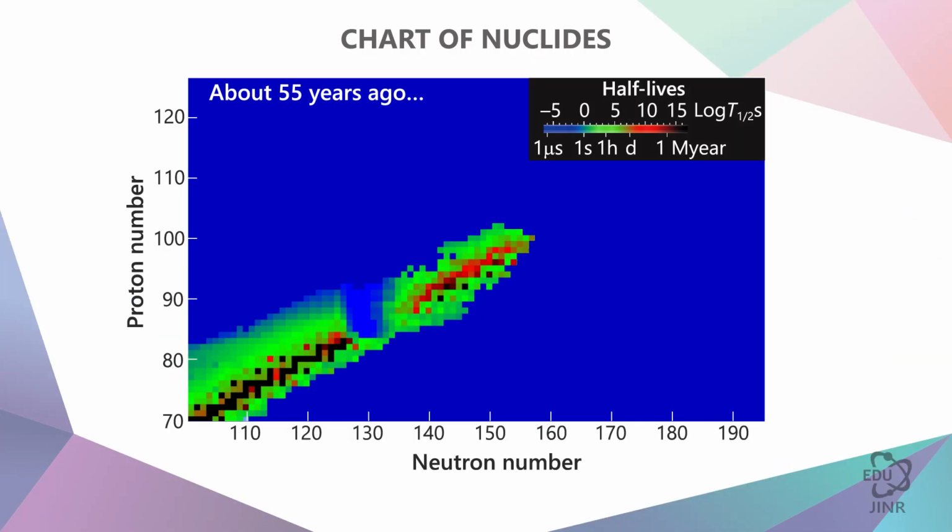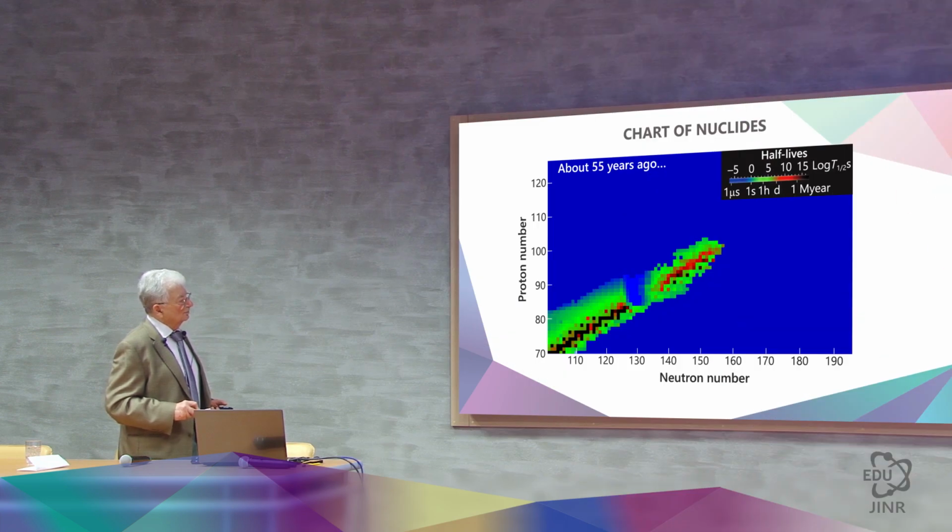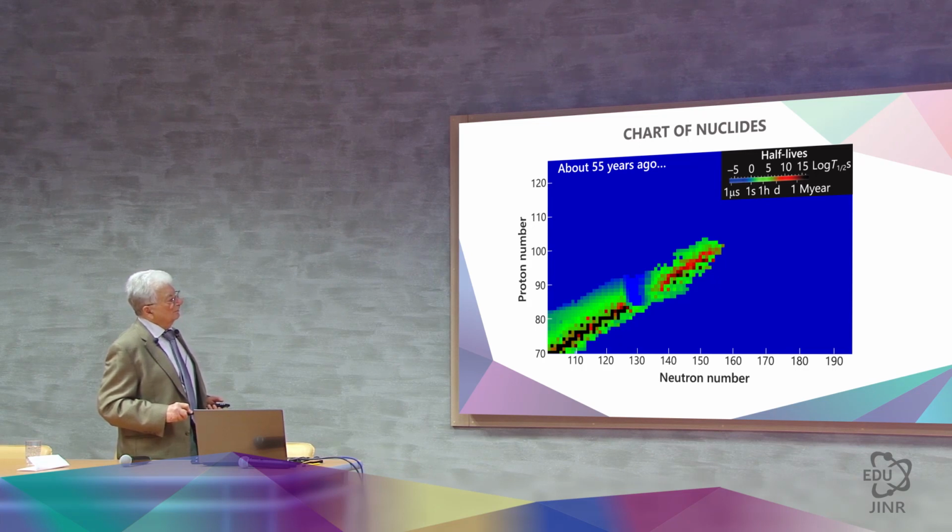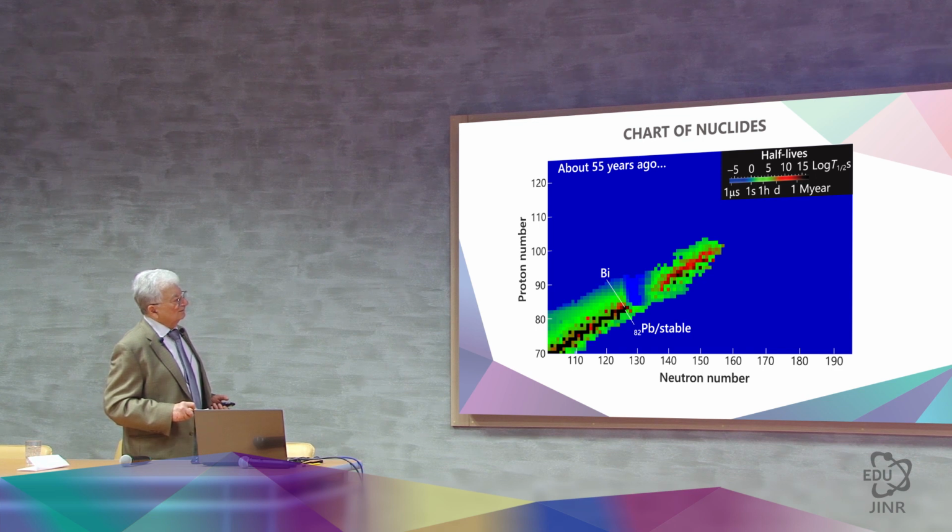Now let us look at our world. Here it is. Here are the stable elements, little black nuclei. Here are the red ones, that are long-living ones. As we move away from the line of stability, the lifespan decreases. Then it all ends with lead and bismuth. There are no stable elements beyond bismuth and lead. Here they are short-lived, as you can see.